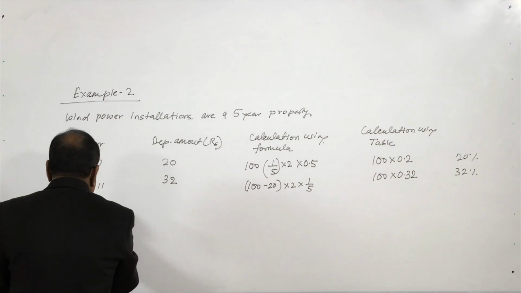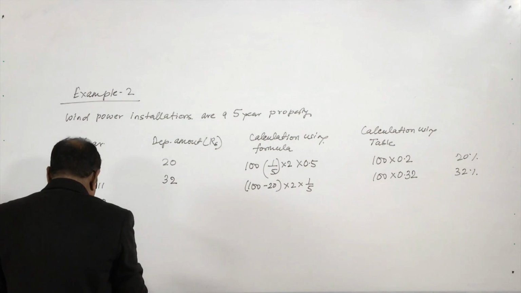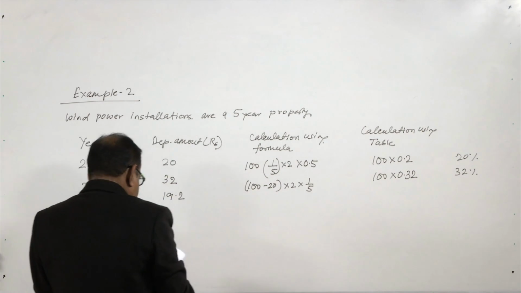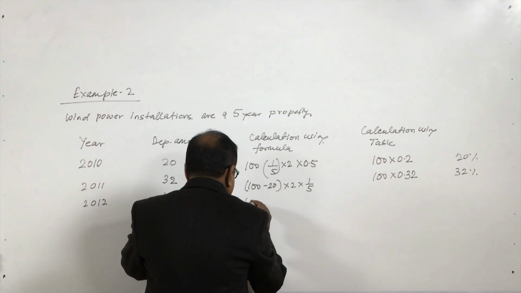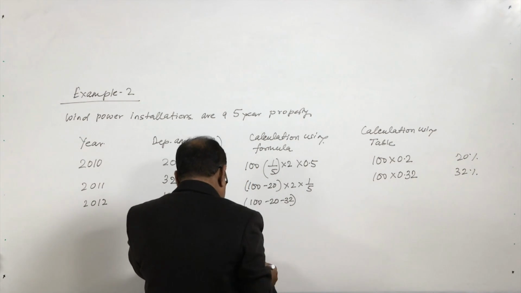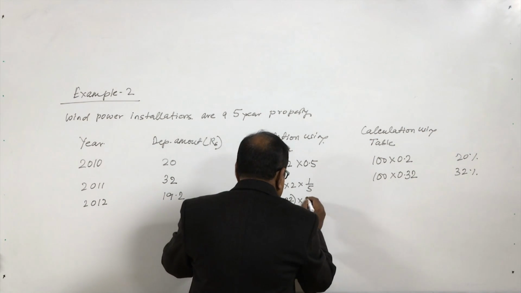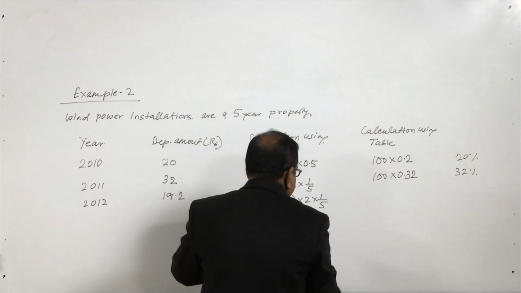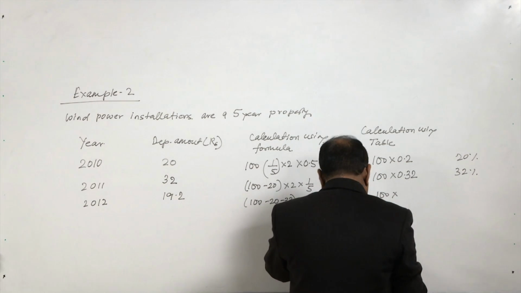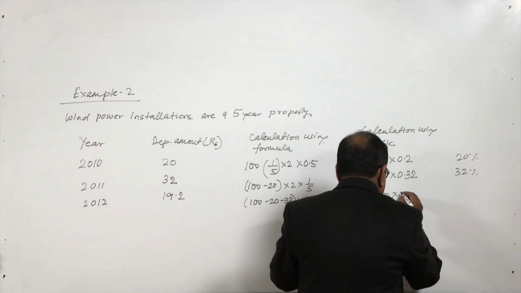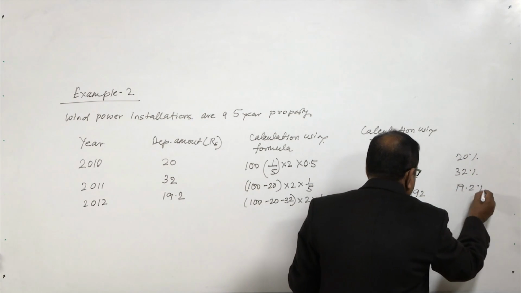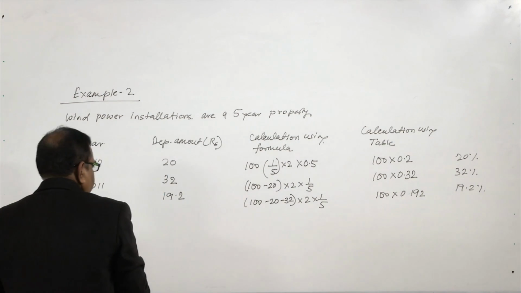Now, in 2012 this is 19.2 million. How? This is 100 minus 20 minus 32 into 2 into 1 by 5, or this is 100 into 0.192, 19.2%.